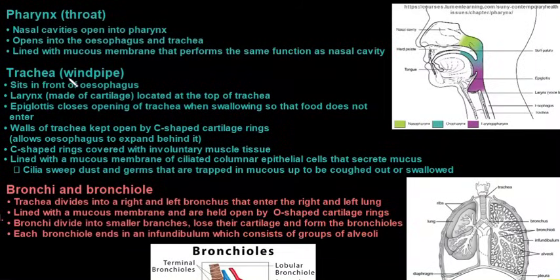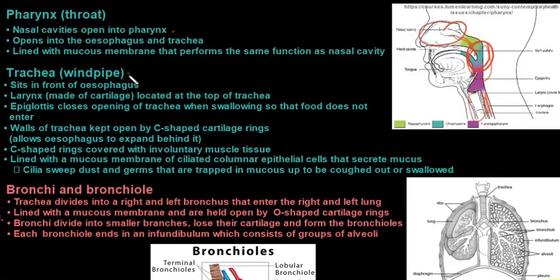Looking at the pharynx or the throat, the nasal cavities open up into the pharynx. So this is the nasal cavity, and then it goes out into the pharynx, which is the throat area. And this will also then open up to the esophagus and then the trachea. So the esophagus is this tube that sits right behind the windpipe. And the throat is also lined with a mucous membrane that will perform the same functions as the nasal cavity.